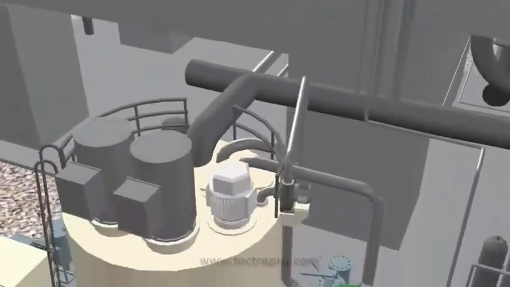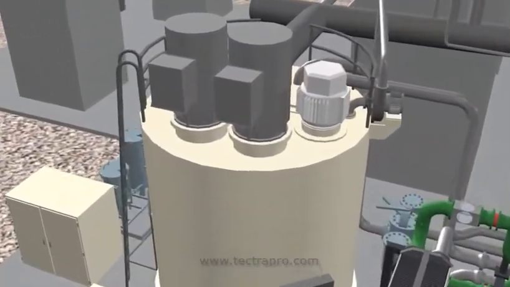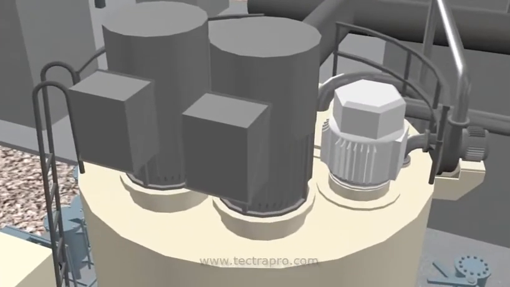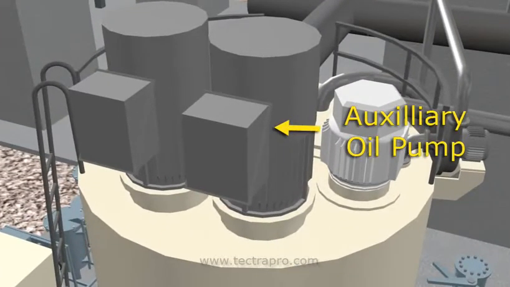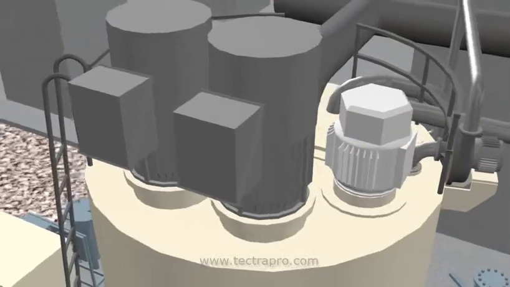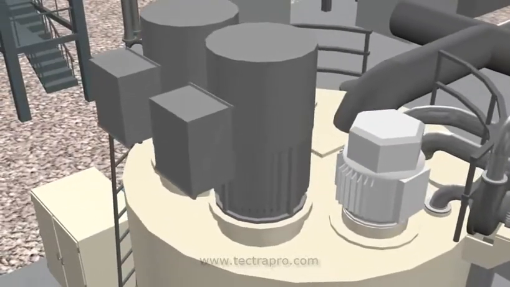The normal lubricating oil pressure is controlled between 14 and 25 psi. The auxiliary oil pump will start automatically if the bearing oil pressure should drop below a predetermined level.